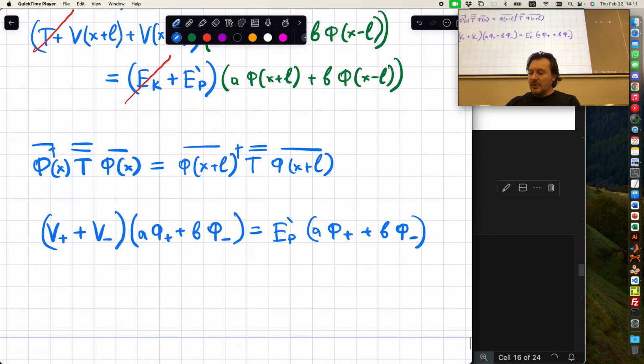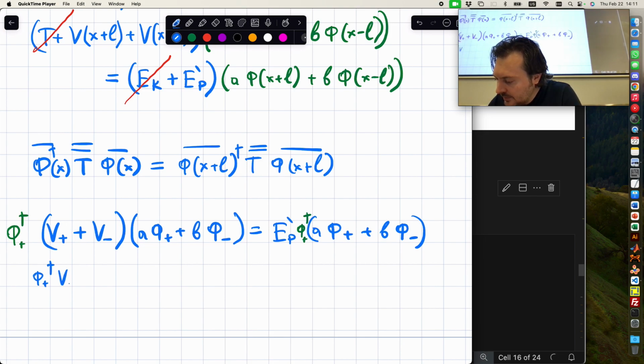I'm going to get two equations from this one equation. The way that I do it is I first multiply from the left side by phi plus dagger. So what do I get if I do that? I get phi plus dagger V plus A times phi plus.